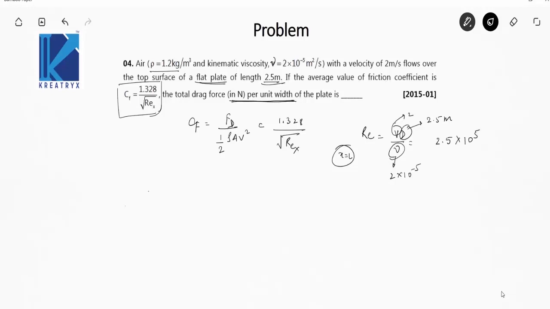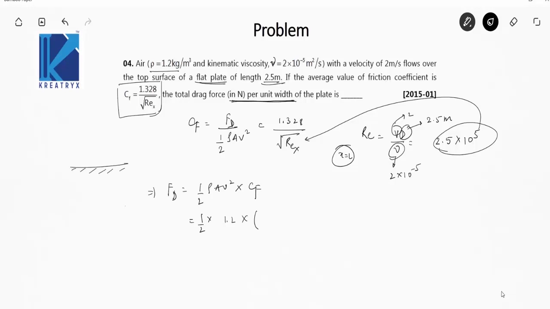So that implies if we put this Reynolds number here, we get the value of the friction coefficient. So drag force will be half rho A V square into Cf. So solve this. Rho is 1.2 kilogram per meter cube. I'm again saying be careful of the units. Area, this is the length, this is the width, so they have asked us to find the total drag force per unit width. Let this be w.